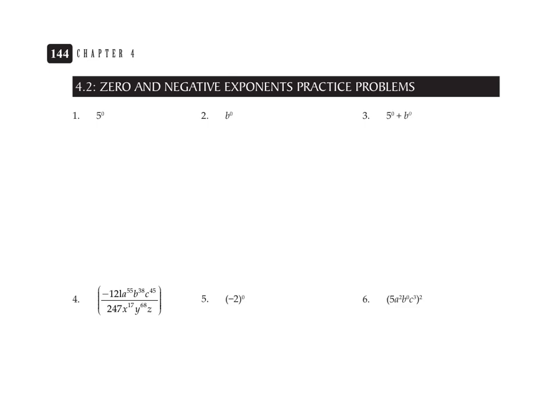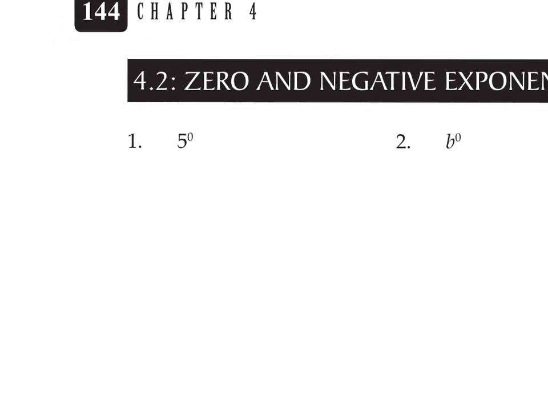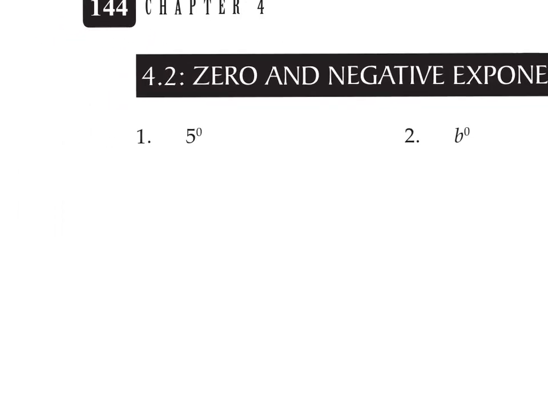All right, we're going to do some practice for zero and negative exponents practice problems. We're going to start with zero exponent here. And remember the rule: any number to the zero power equals 1. So since we have 5 to the zero power, this equals 1. Any number to the zero power equals 1.